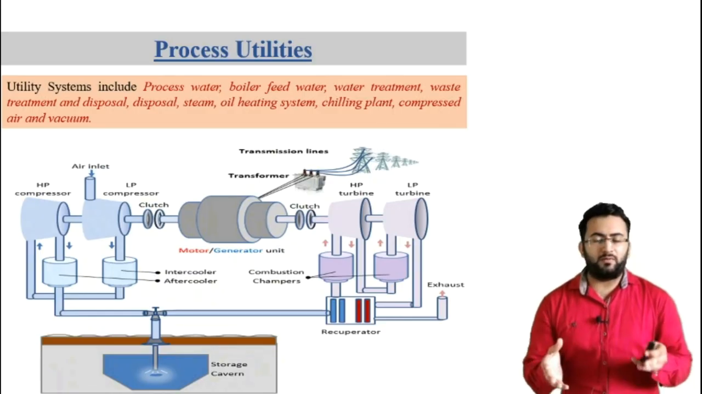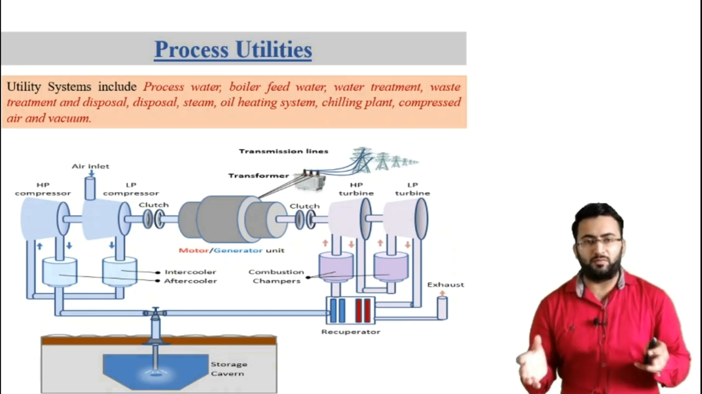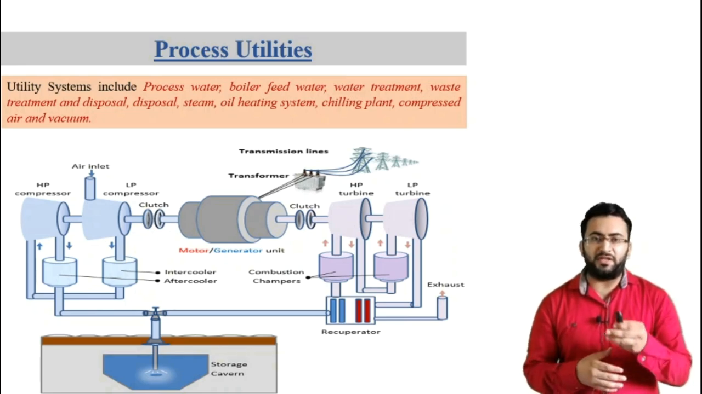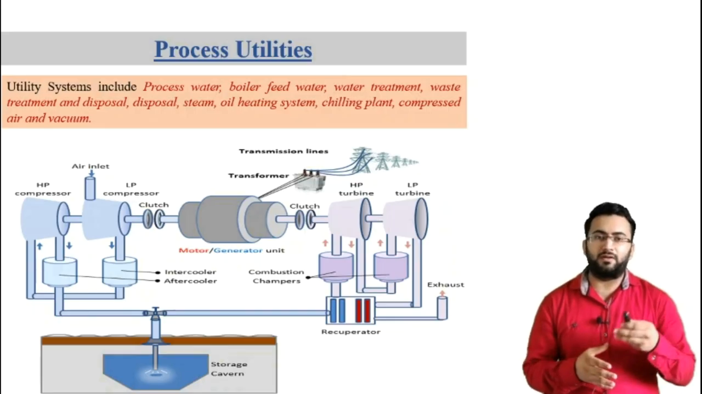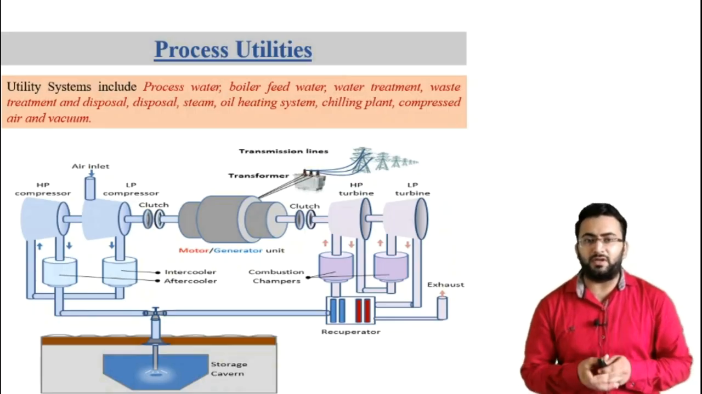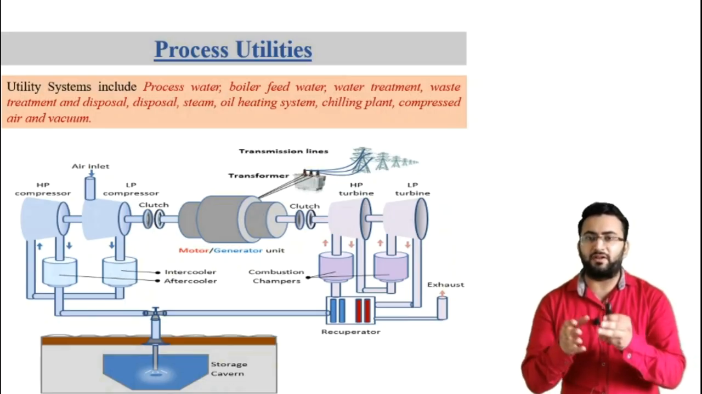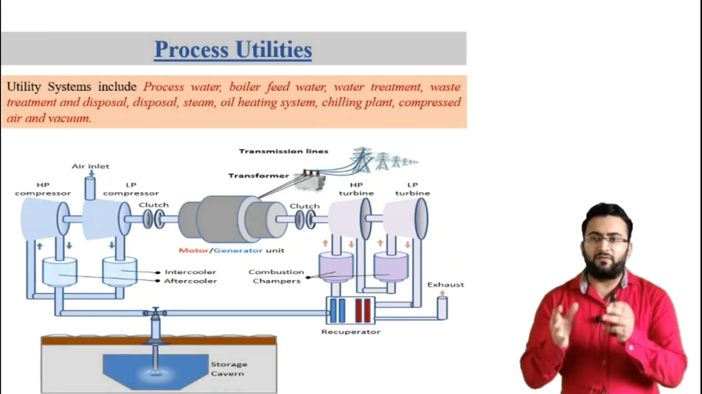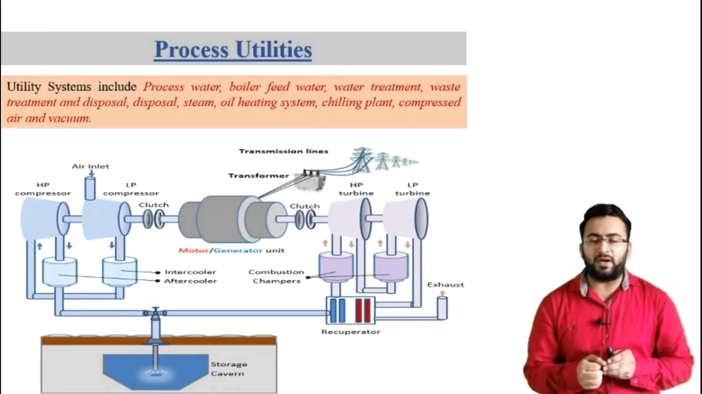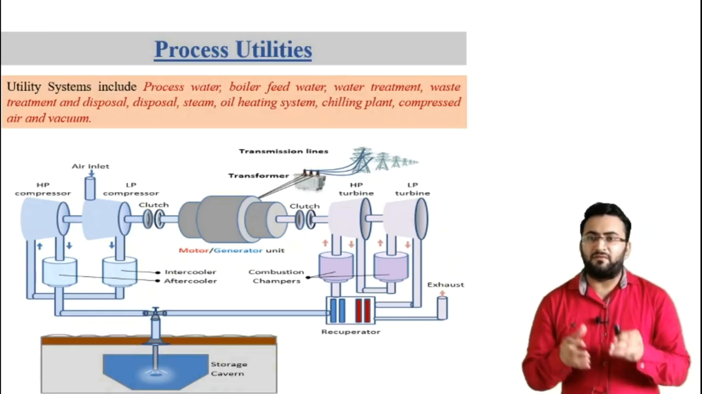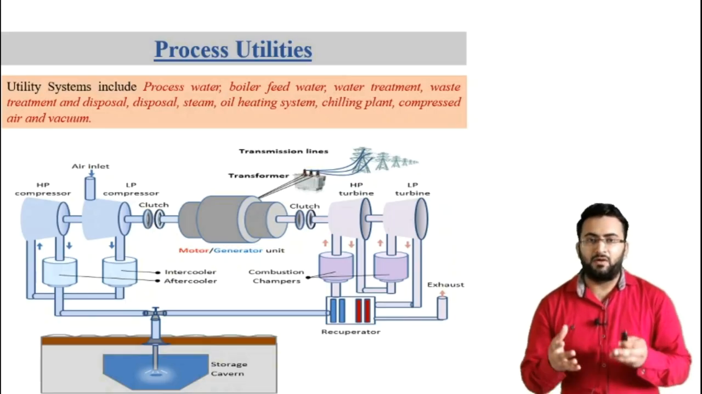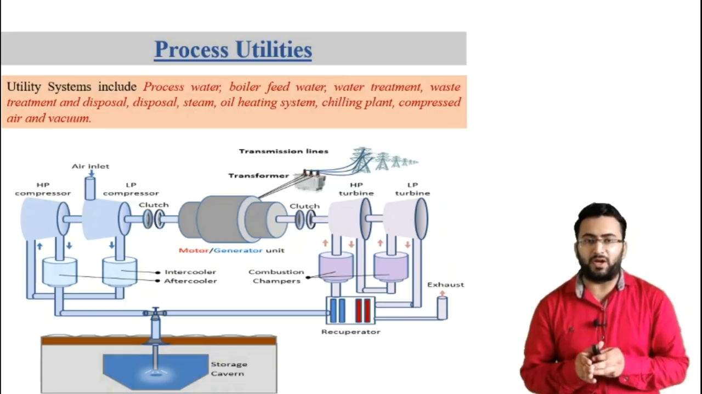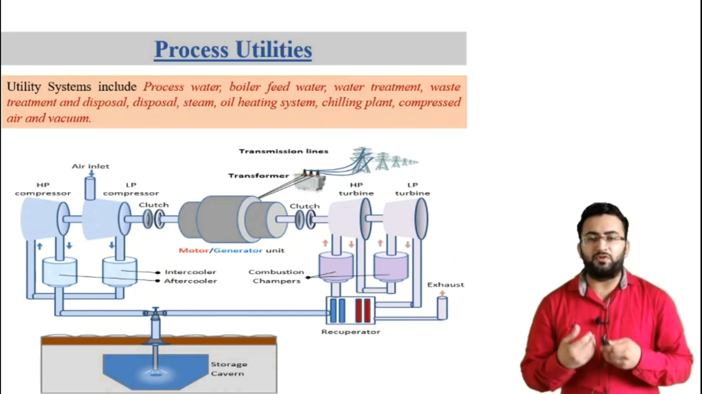Then vacuum is also considered in process utility. Vacuum is mostly used in vacuum distillation. So it's a basic requirement of any chemical plant, or of the petrochemical industry, because in the petrochemical industry vacuum distillation is used, and for that vacuum is required. So vacuum generation is a basic requirement of any chemical plant. That's why the vacuum system is also considered in process utility. Refrigeration is also a basic requirement for any chemical plant. That's why it's also considered in process utility.